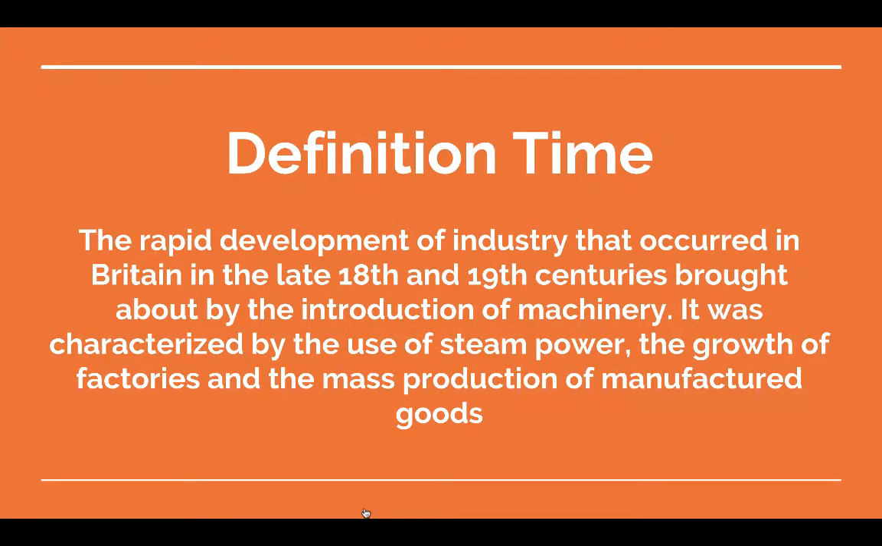The definition of the Industrial Revolution is the rapid development of industry that occurred in Britain in the late 18th and 19th centuries, brought about by the introduction of machinery. It was characterized by the use of steam power, the growth of factories, and the mass production of manufactured goods. So that's our standard, from the Oxford English Dictionary. I figured I'd use that one because it's English, and this is the basic idea, okay?